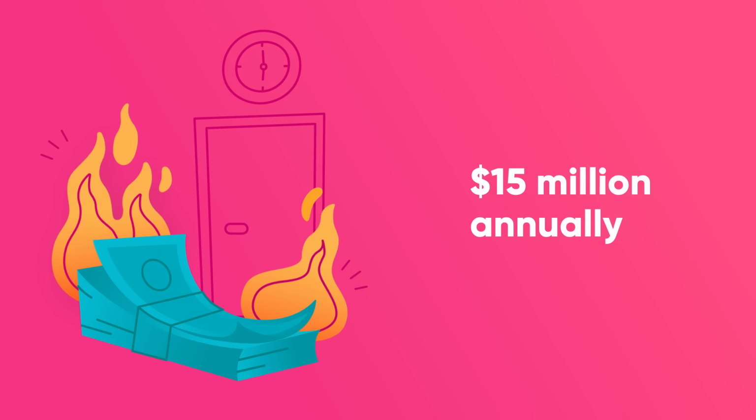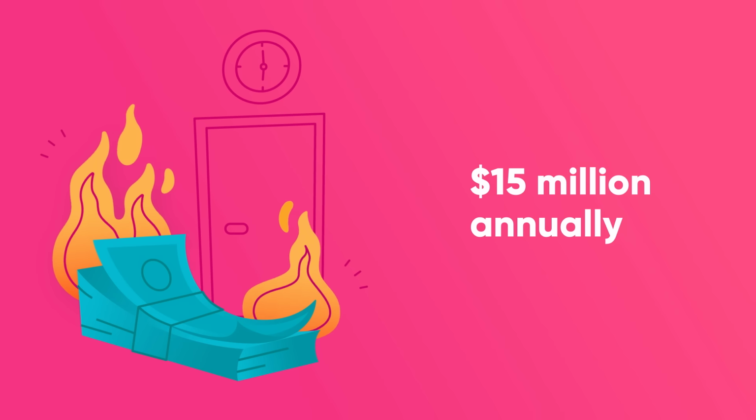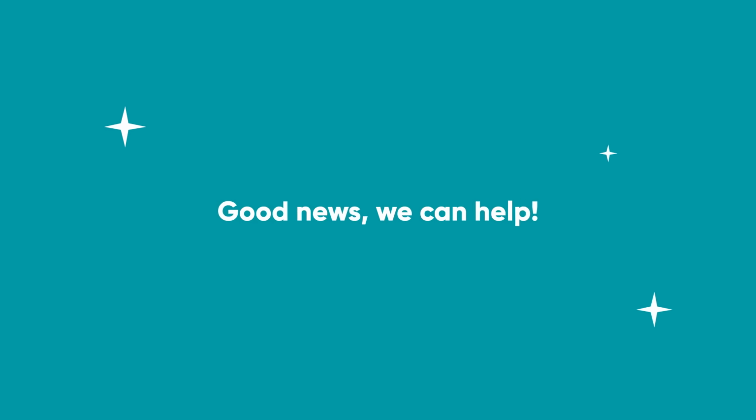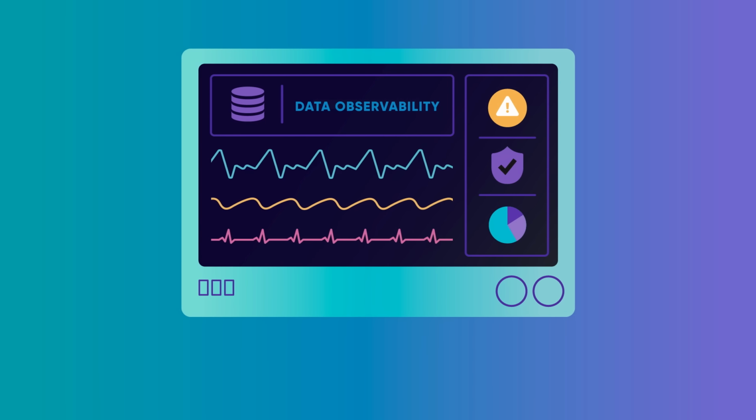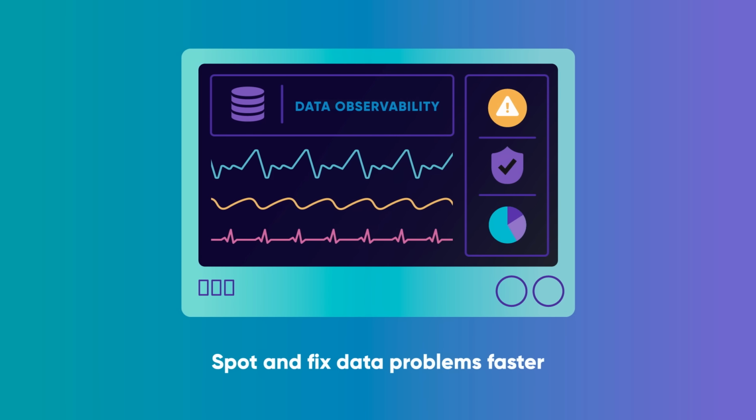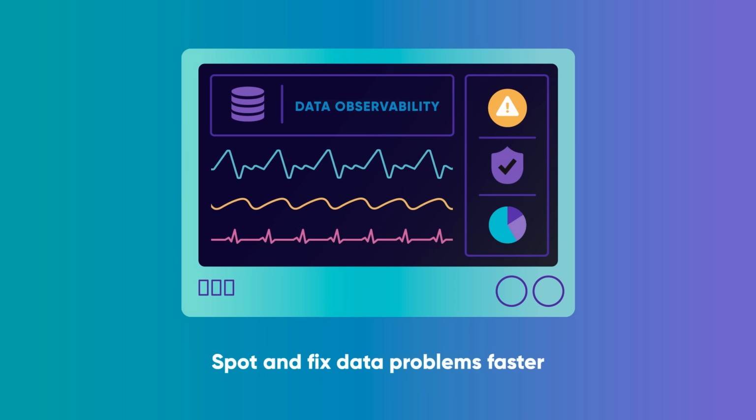Data quality issues cost companies an average of $15 million annually. Again, not pretty. The good news is that we can help. It takes way less time to discover issues in your data when you have data observability. Spot and fix your data problems faster so you can recover more quickly.